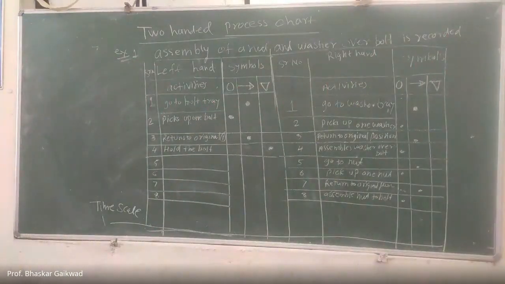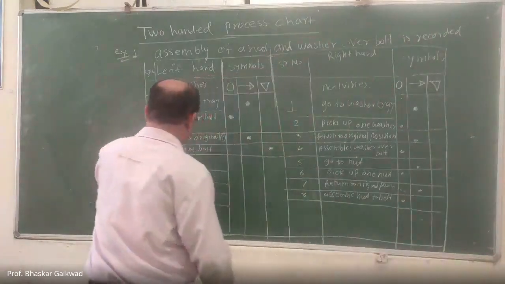Five, six, seven, eight. So what about the left hand side? In the fifth serial number, our right hand goes to the nut tray. This is transportation. Then pick up the nut, an operation. Then return to the original position, transportation. Assembly of the nut over the bolt is an operation. Within this time, our left hand remains idle.